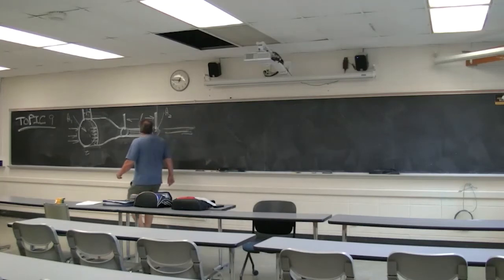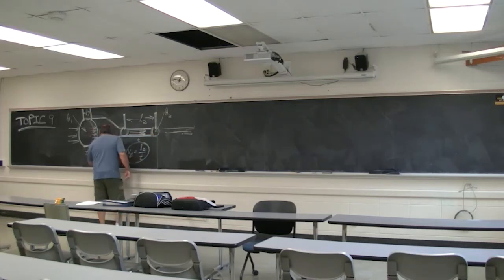So can we say that V2 is L2 over T in terms of speed of flow, and here we'll say that V1 is L1 over T.